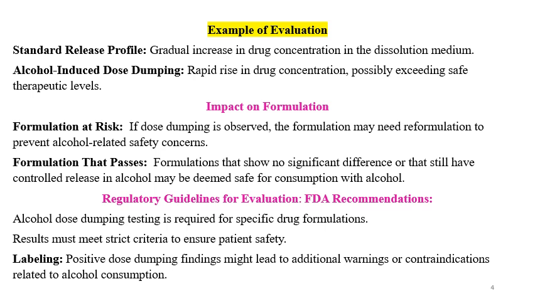What will be the effect or impact of dose dumping onto the formulation? The formulation will be at risk if it fails, and if the formulation passes, then there will not be significant risk. Formulation at risk: if dose dumping is observed, the formulation may need reformulation to prevent alcohol related safety concerns. Formulation that passes: a formulation that shows no significant difference or still has controlled release in alcohol may be deemed as safe for consumption with alcohol.